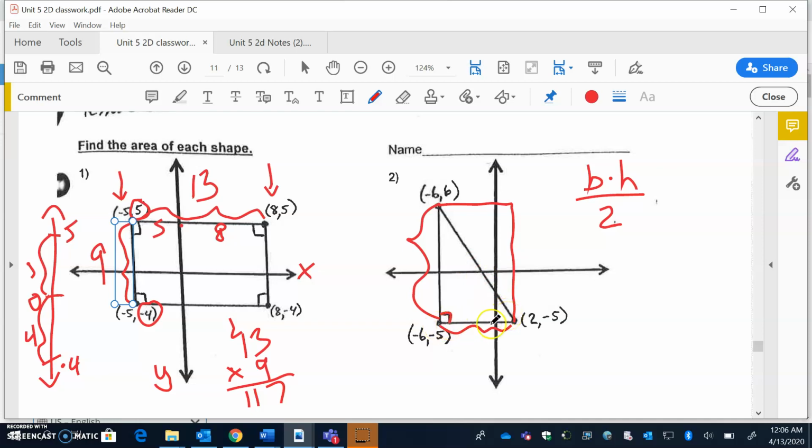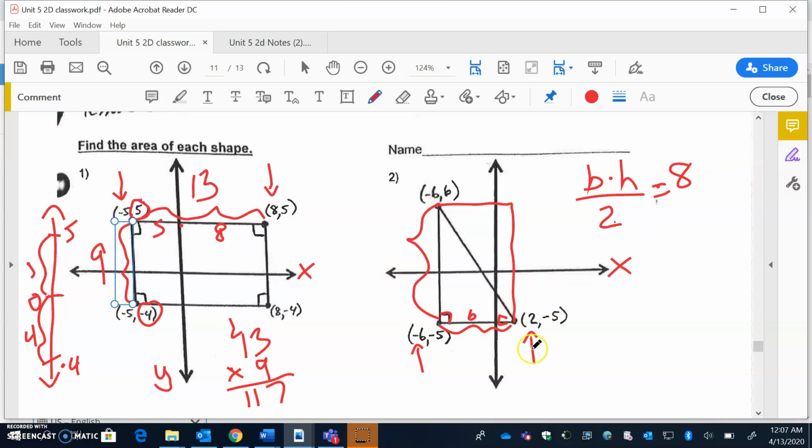So if I'm going to start with this bottom line, I'm going left to right, which is just like my x-axis. So I'm going to use my x coordinates. How far is it from -6 to 2? Well, it is a grand total of 8. To get from -6 to 0, it's 6. To get from 0 to 2, it is a 2. So the entire distance is an 8. Sorry, ugly looking 2 there.